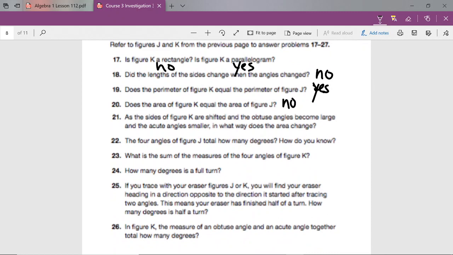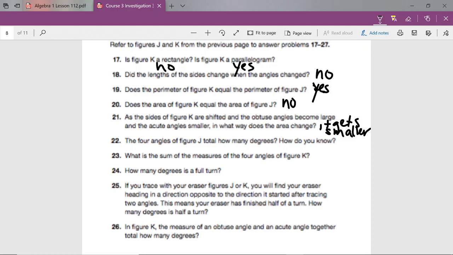And as we shift those to be even more severe, so bigger obtuse angles, smaller acute angles like we had in the second drawing, in what way does the area change? It gets smaller, much, much smaller. Okay, so as we get that more severe, as we squish it down, the area gets smaller.